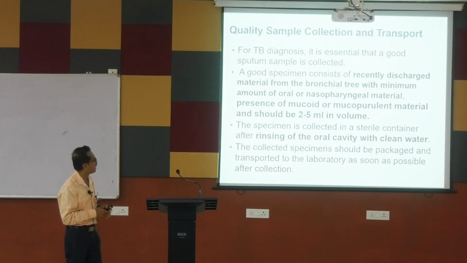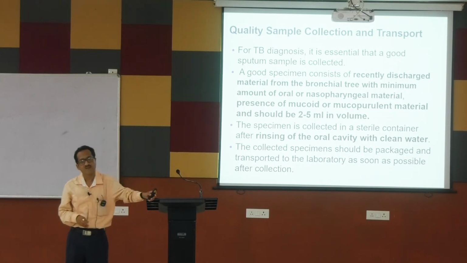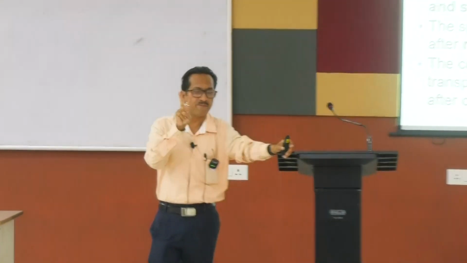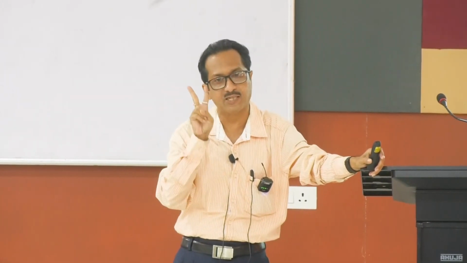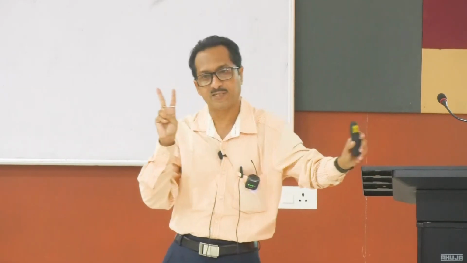What is a quality sample? How many samples will you collect? The latest NTP guidelines give 2 samples. A spot sample when the patient visits you the first time, and ask him to come the next morning. So a spot sample and the next morning sample. These are the 2 samples you have to take. Any request form for Ziehl-Neelsen stain or acid fast stain should accompany 2 samples.